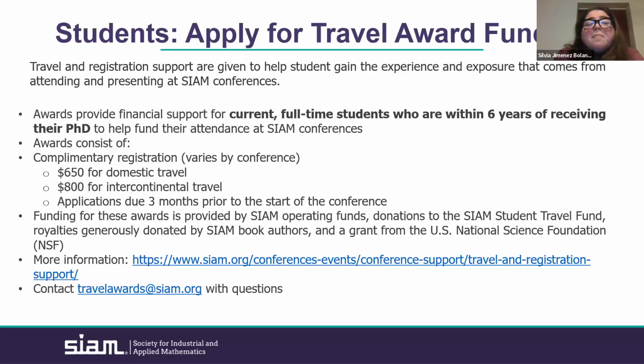Depending on the conference, they get complimentary registration. They get $650 for domestic travel or $800 if it is intercontinental travel. And you have to apply 3 months prior to the start of the conference. Funding of these awards is provided by the SIAM operating funds, donations to the SIAM Travel Fund, royalties generously donated by SIAM book authors, and a grant of the National Science Foundation.